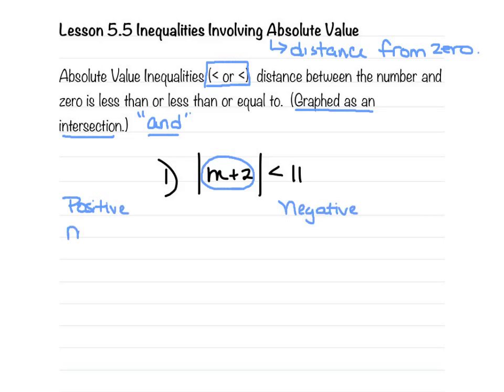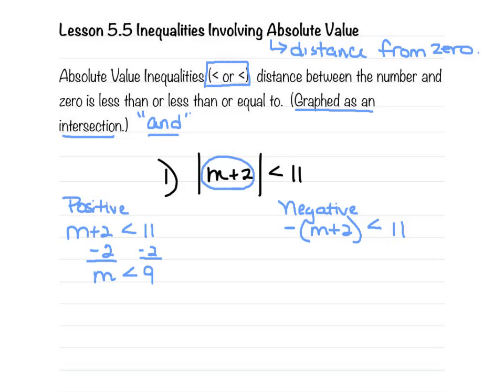M plus 2, the positive, M plus 2, is less than 11. And then the opposite, or the negative of M plus 2, is less than 11. Okay, let's work on solving the positive one first. So let's subtract 2 on both sides. And we see that M is less than 9. M is everything less than 9.